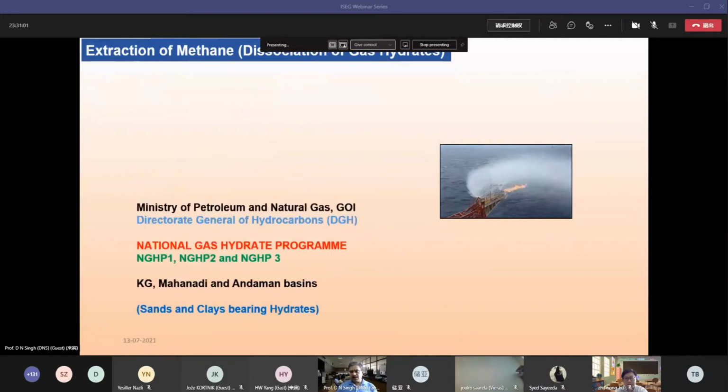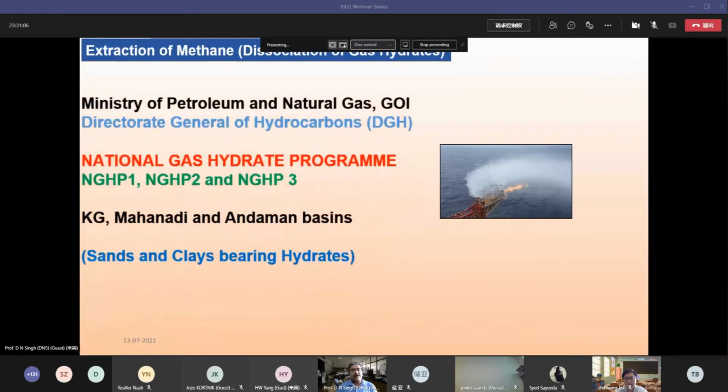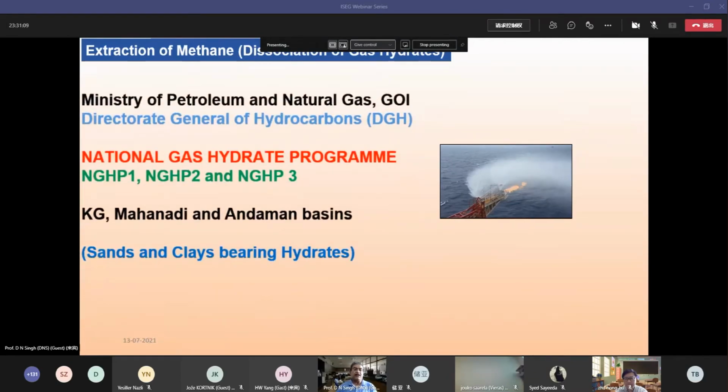India has done a tremendous amount of work in this area, and the Ministry of Petroleum and Natural Gas, Government of India, under the Directorate General of Hydrocarbons, is very active in these studies. We have already gone for 3 National Gas Hydrate Programs. We call them NGHP1, NGHP2, and NGHP3. And these are in different parts and locations of the areas or the bays where the hydrates have been identified. So KG is the KG Basin, Krishna Godavari Basin, Mahanadi Basin, and Andaman Basins.